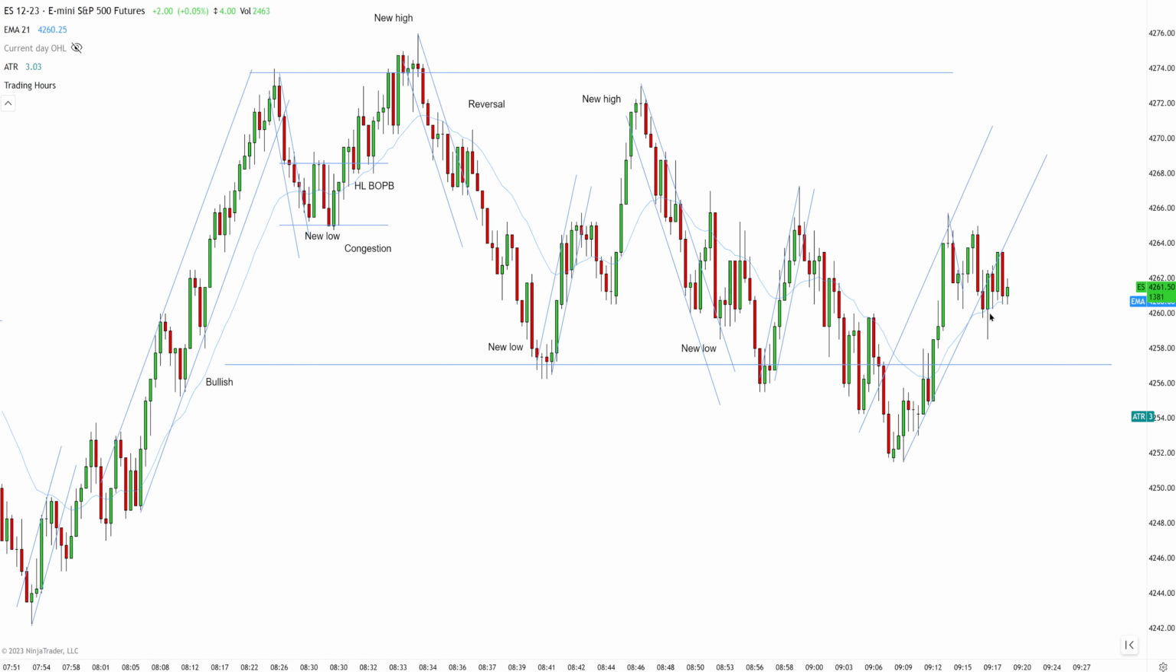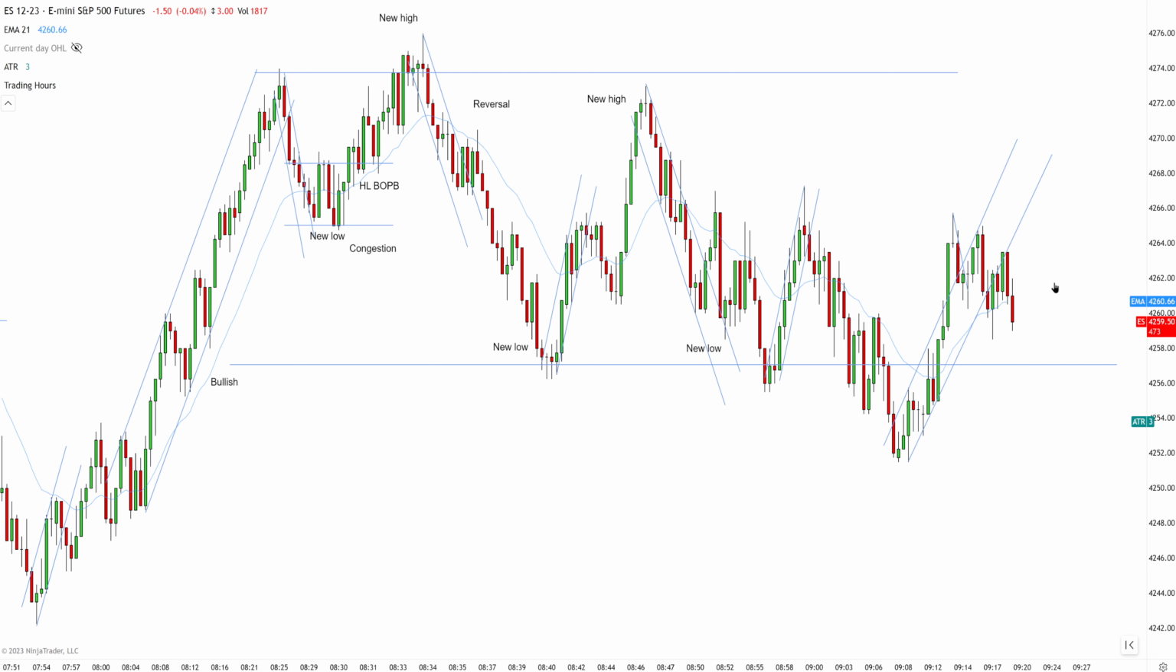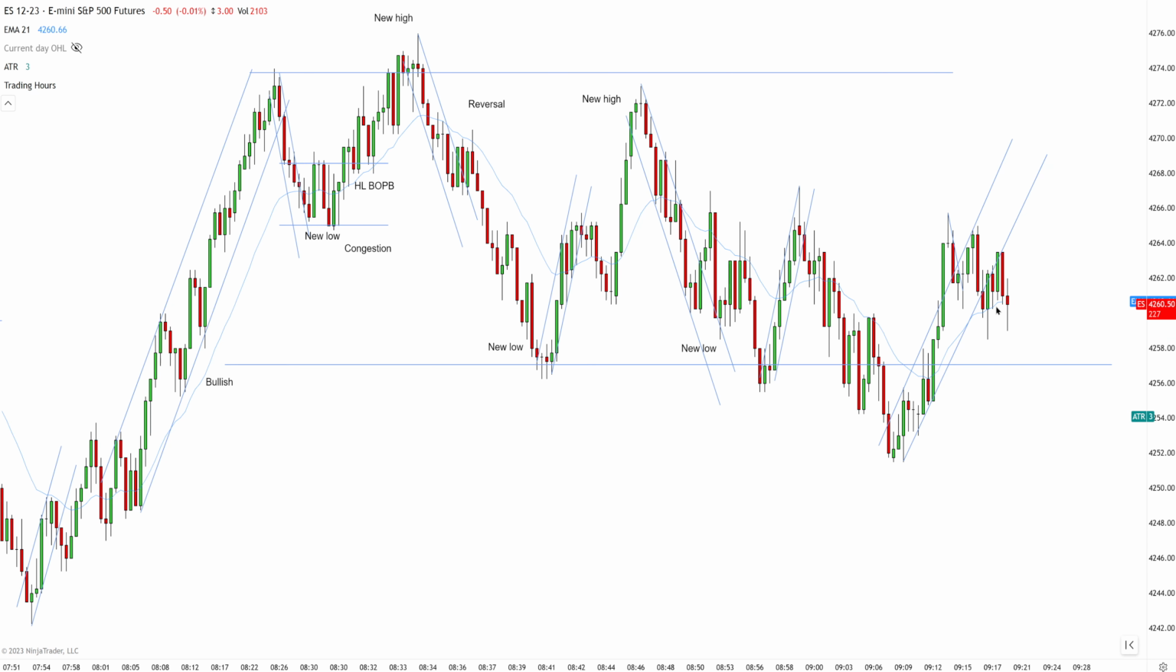So we have a two-legged pullback, second entry long, but I'm not sure if this was an overshoot or not. And this bar was really big, 4 points big. So for this reason, I'm skipping the second entry long. Also, we have a series of lower highs, so I'm not really sure if this was an overshoot or not. For this reason, and you can see we did a good job by waiting. If we get a higher low, I may consider it.